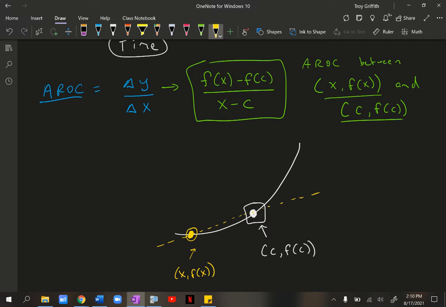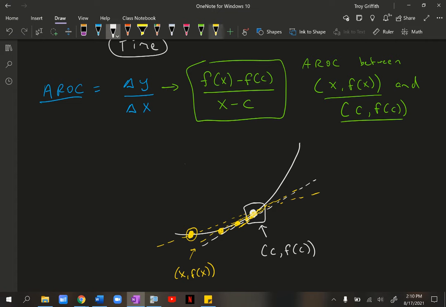But if I wanted to make this more accurate, I could try to move this point closer to the point in time that I'm looking at and then find that slope. And then I can make the points even closer together, and even closer together, and even closer together. And eventually what you would see is that the secant line turns into a tangent line.